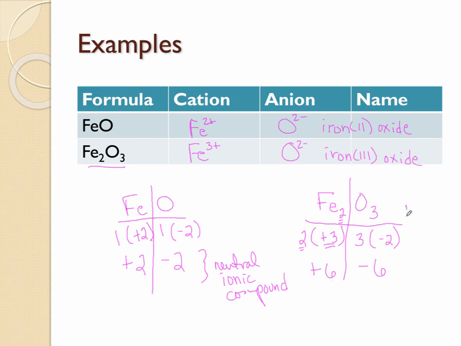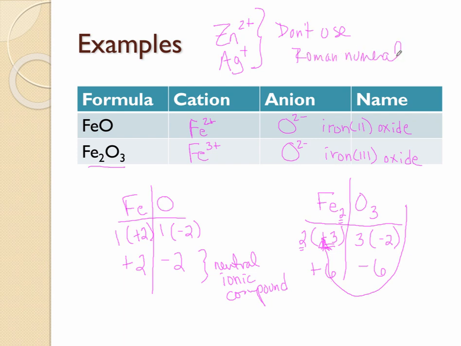So you start on the negative side and you work your way back to the positive charge on the metal ion. Please remember, this is only for transition metals that can have more than 1 charge. Remember, zinc is always a +2, silver is always a +1. You don't use Roman numerals for these 2. Don't use Roman numerals for the main group metal ions, the ones that always have just the same charge. If you do, you are incorrect.